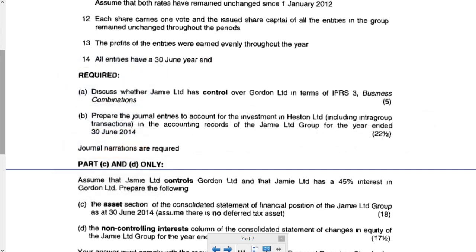Discuss whether Jamie has control in terms of IFRS 3. So definition of control and then application, isn't it? Discuss whether they have control in terms of IFRS 3 for 5 marks. We're going into the definition and application and conclusion. Then journal entries to account for the investment in Heston.